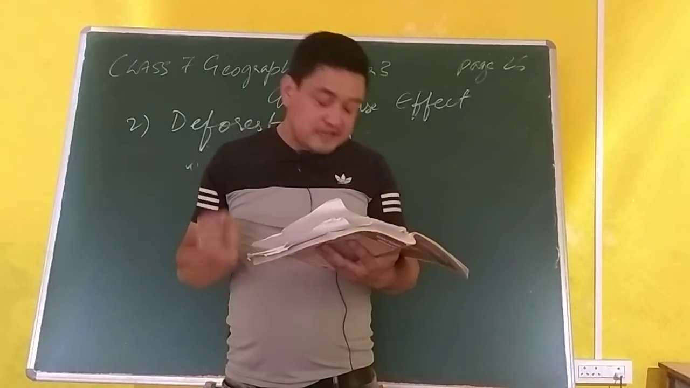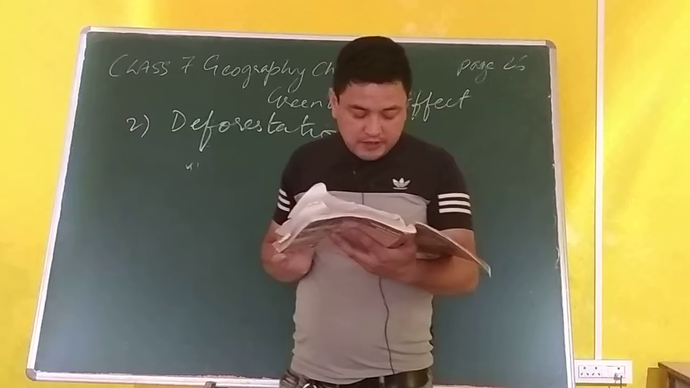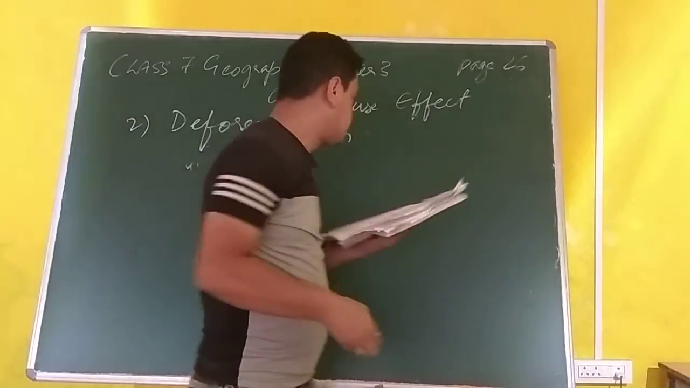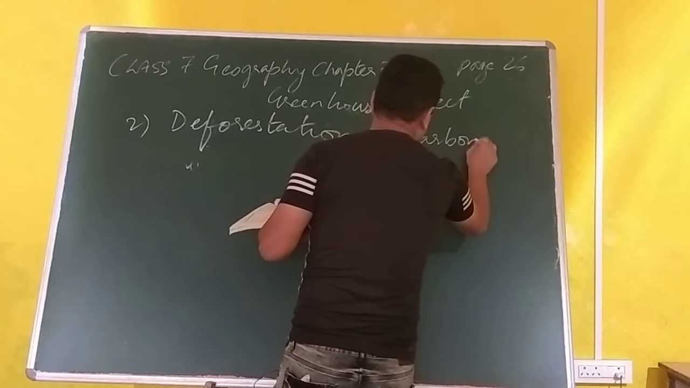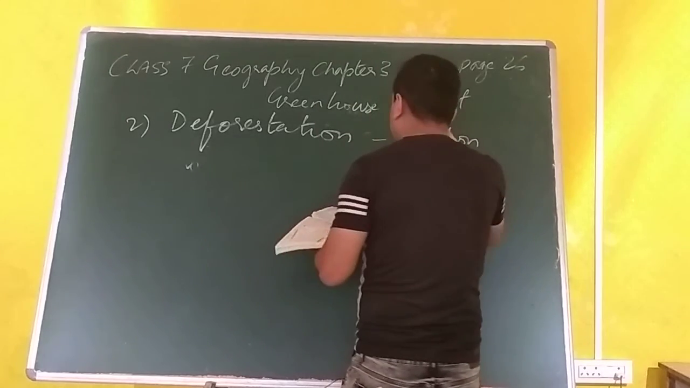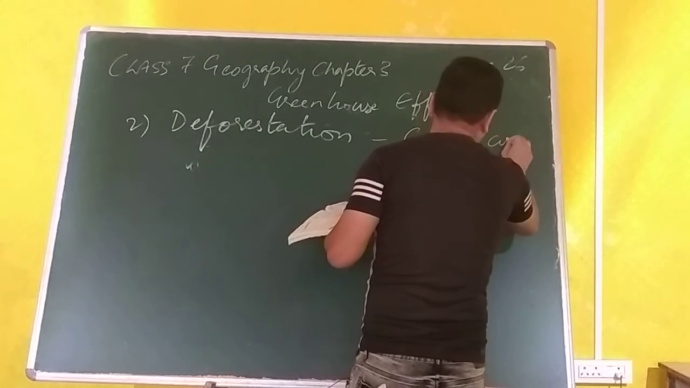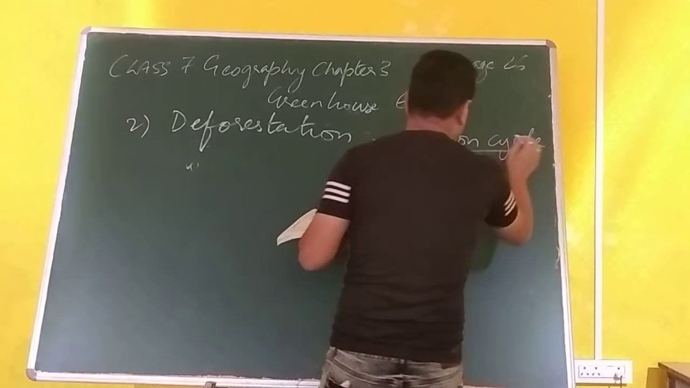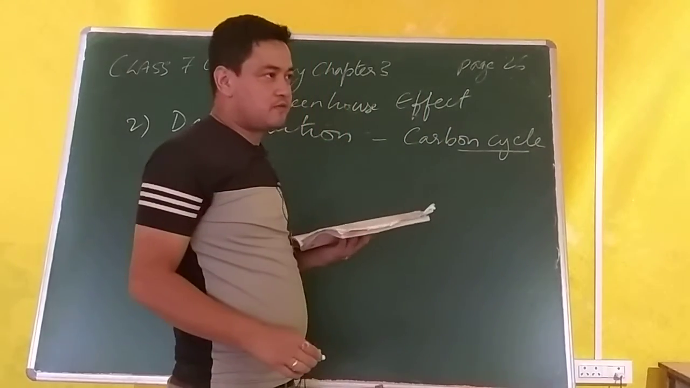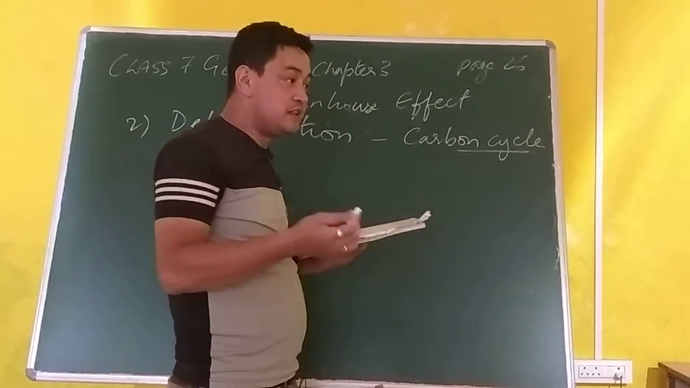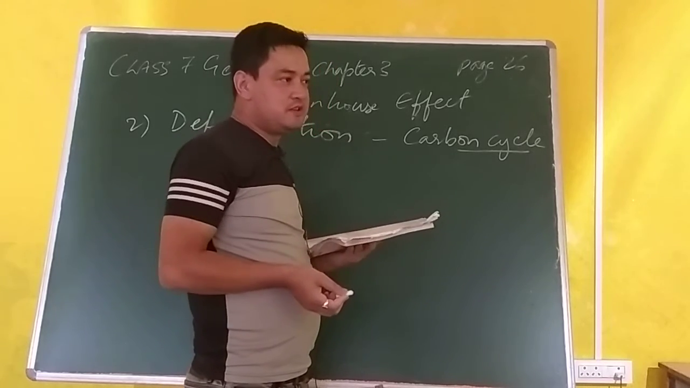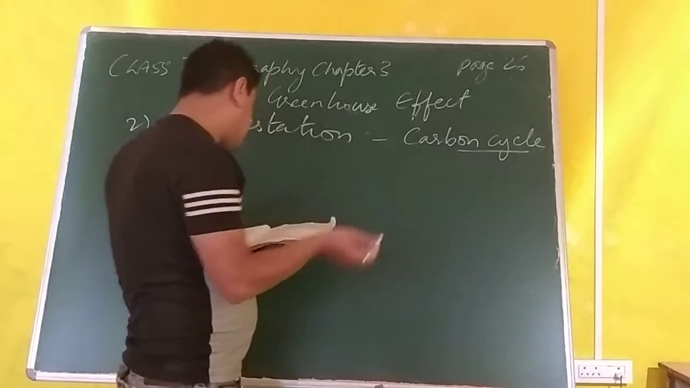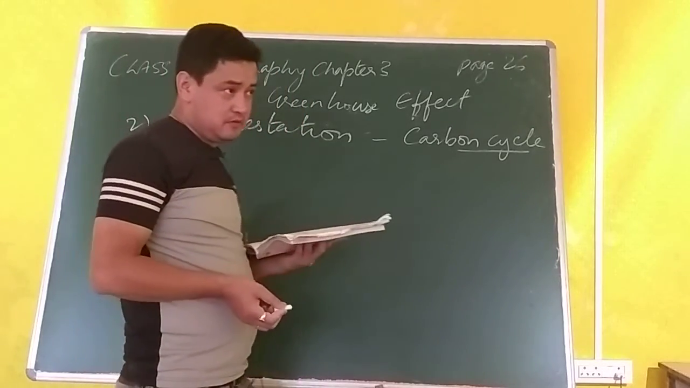Trees basically play an important role in the carbon cycle. So carbon dioxide level is balanced by the trees, because humans basically give up carbon dioxide, and carbon dioxide is inhaled by the trees, and trees basically give us oxygen in return. But if you cut down trees, what will happen?